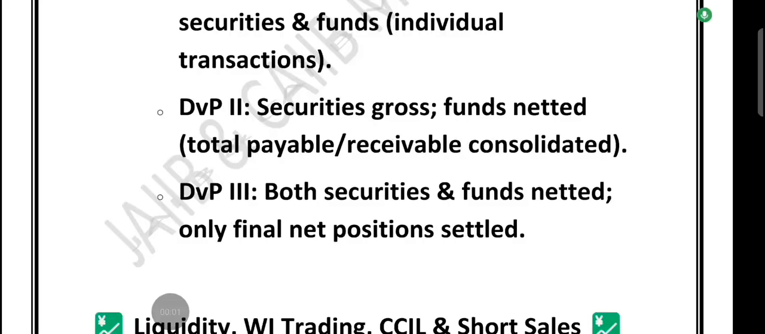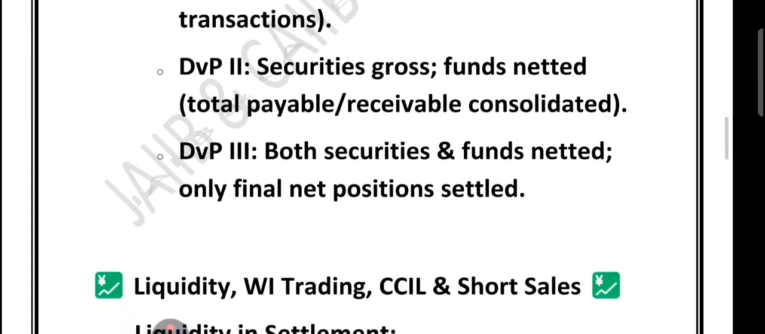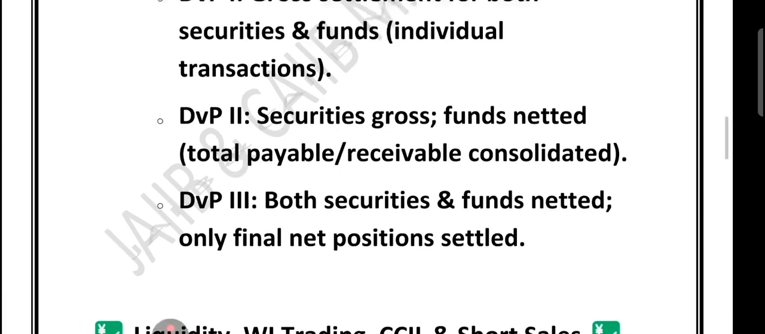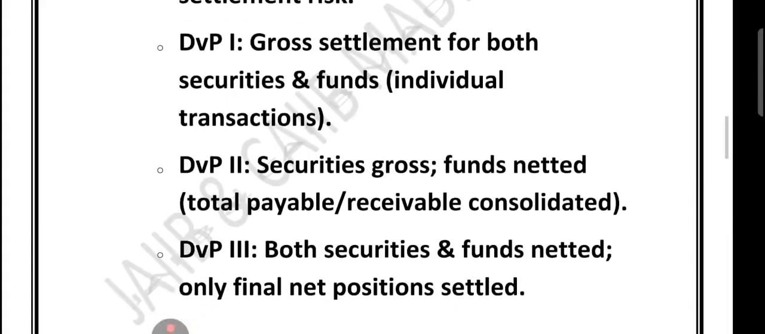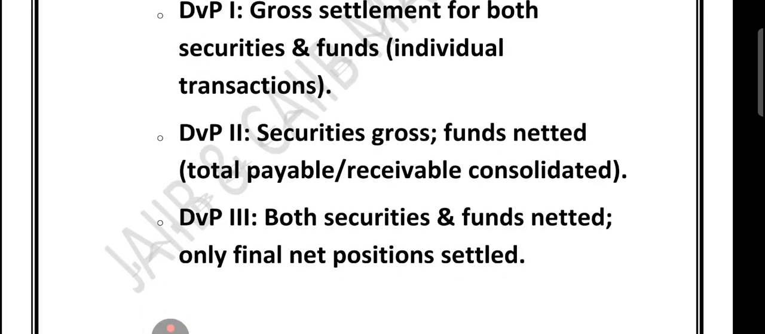So DVP2, what it means is that securities settle gross, funds netted, right? Securities settle gross and fund is netted. Netted means what? Total payable or receivable consolidated. And DVP3 means both securities and funds are netted. Only final net positions are settled. So these are the three DVP systems. DVP systems make trading safer by ensuring simultaneous transfer of securities as well as the money.